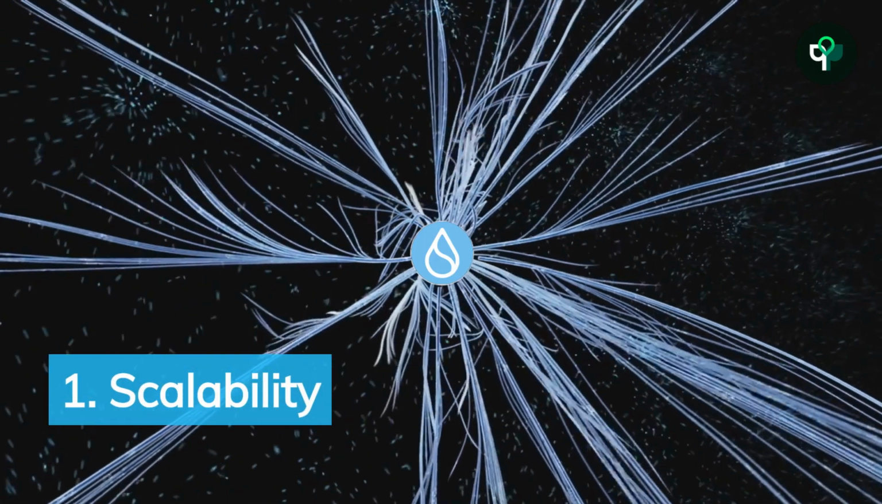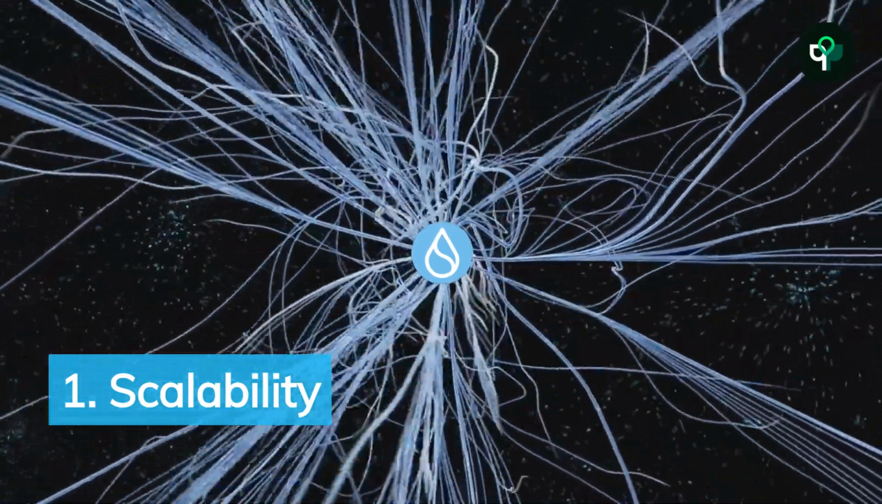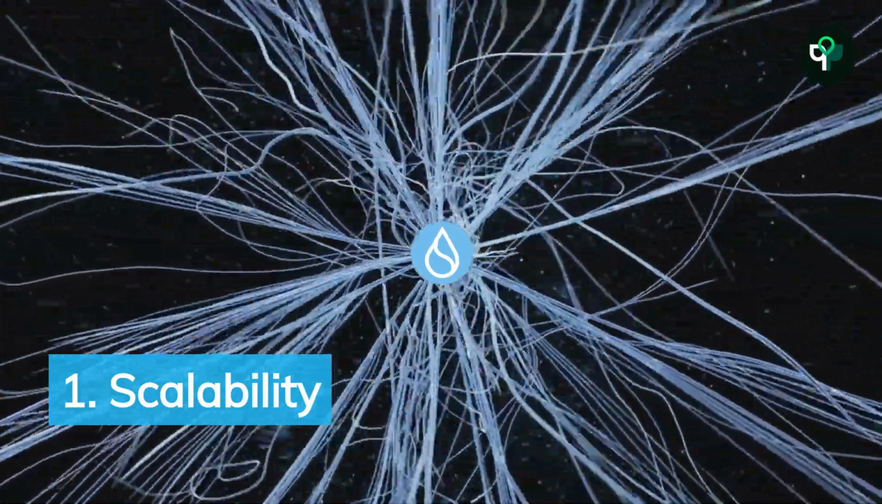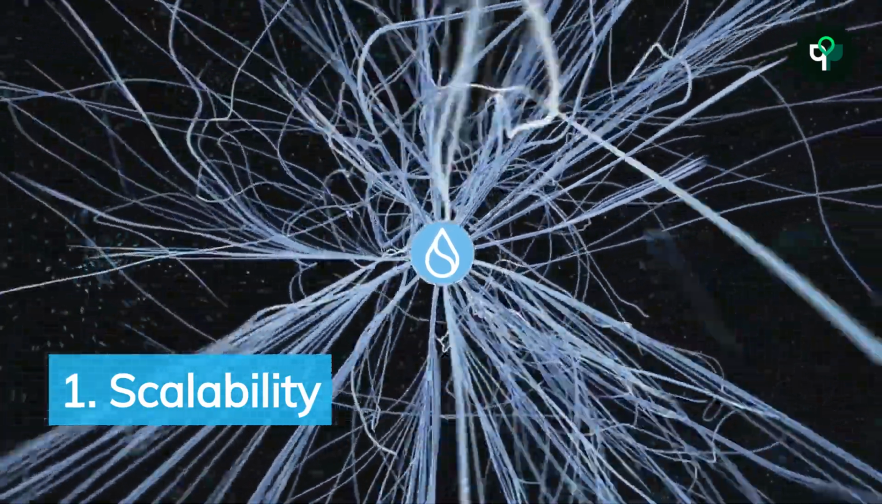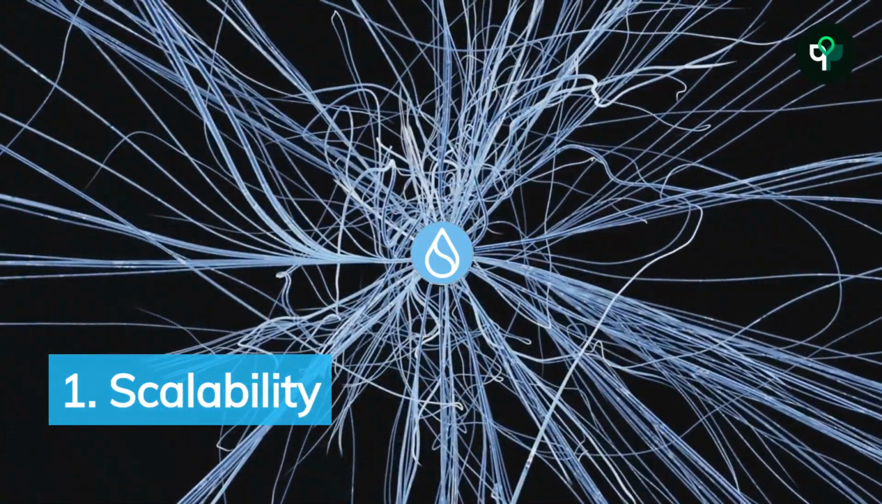1. Scalability. SUI's node infrastructure can scale the network's throughput unlimitedly as demand and utilization increase. The network can horizontally scale throughput as it can reach a parallel agreement on causally independent transactions.